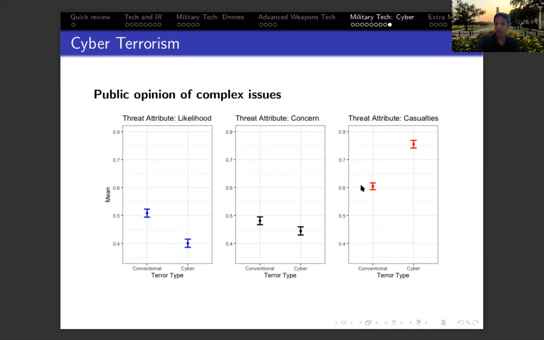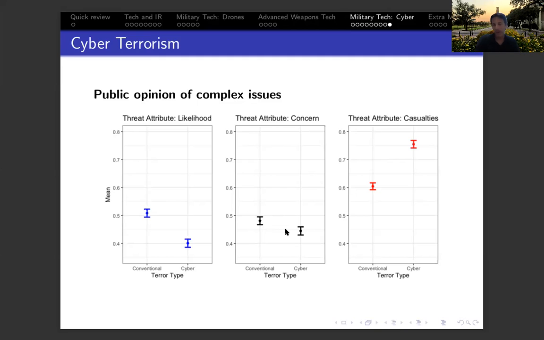And look what happened when we look at casualties, which is the cost attribute. The costs of a cyber attack are perceived as much, much higher compared to the cost from a conventional terrorism attack, as we expected. So if we integrate those two attributes into one measure, which is essentially what we argue happens in those general public opinion polls, such as the concern, we get almost no difference between those two types of terrorism. And that's the argument that we made here.